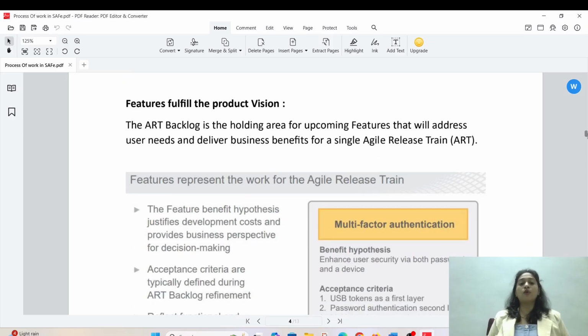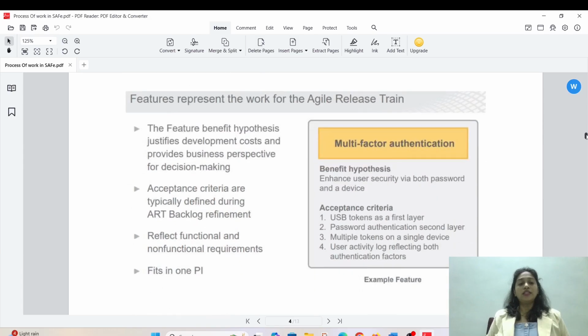Okay, the ART backlog is the holding area of upcoming features that will address user needs and deliver business benefits for a single Agile Release Train, that is ART. Let's see, the features represent the work for this ART. The benefits hypothesis justifies development cost and provides business perspective for decision making. Acceptance criteria are typically defined during ART backlog refinement, and reflect the functional and non-functional requirements that fit in one PI iteration.